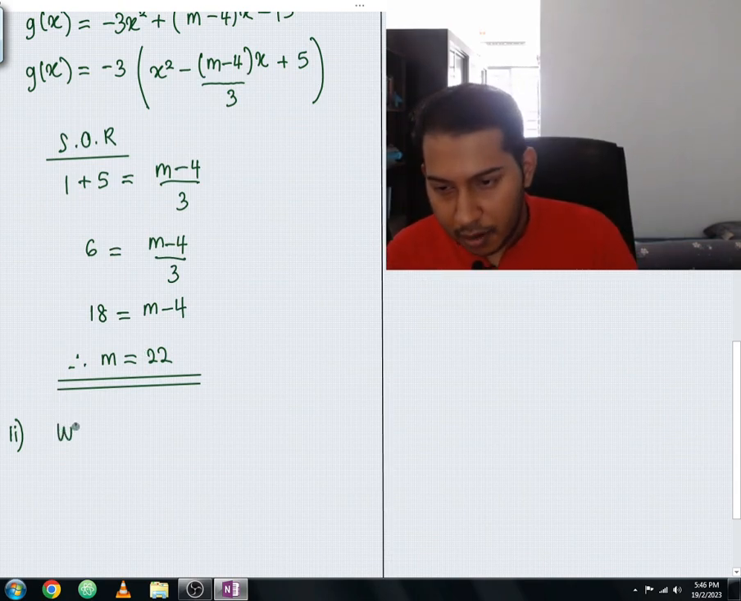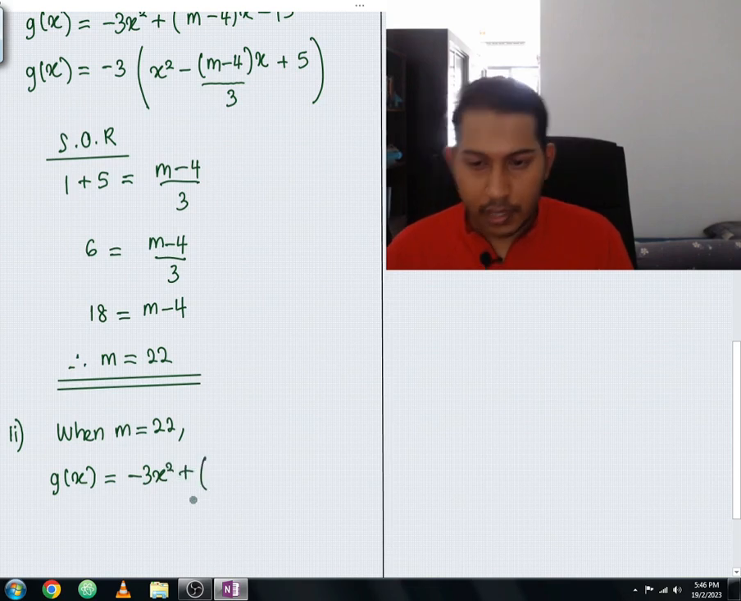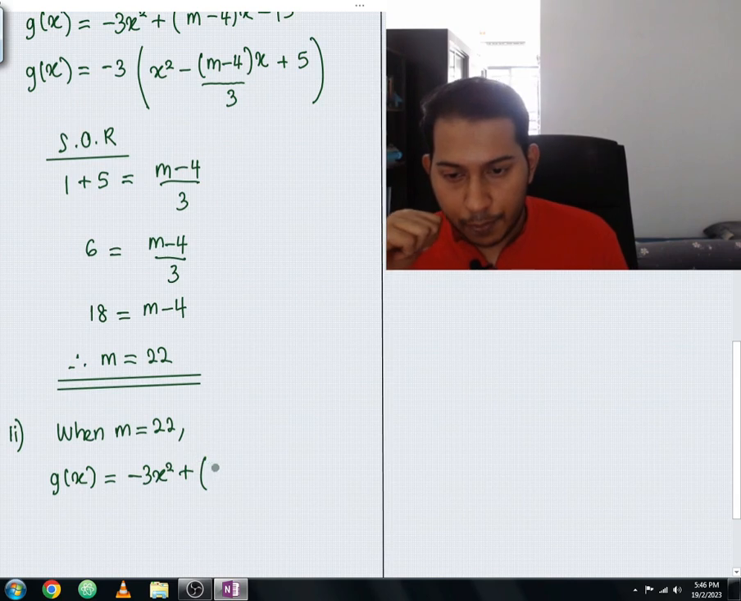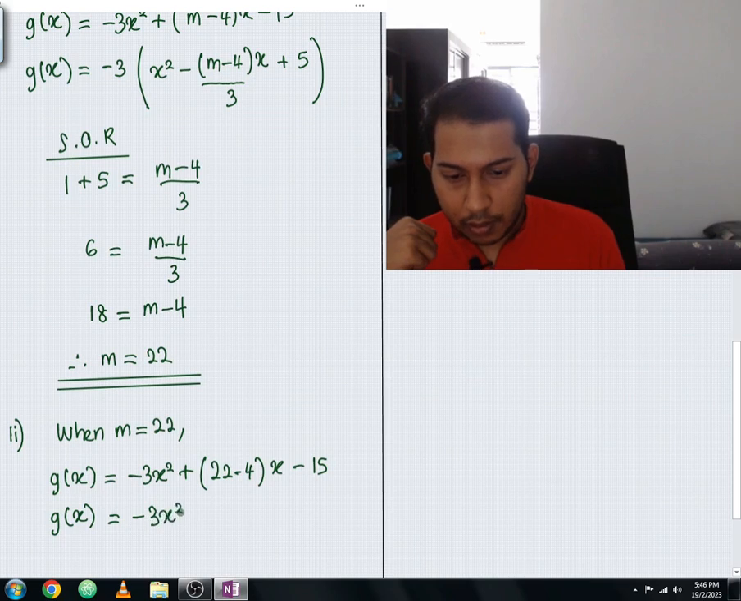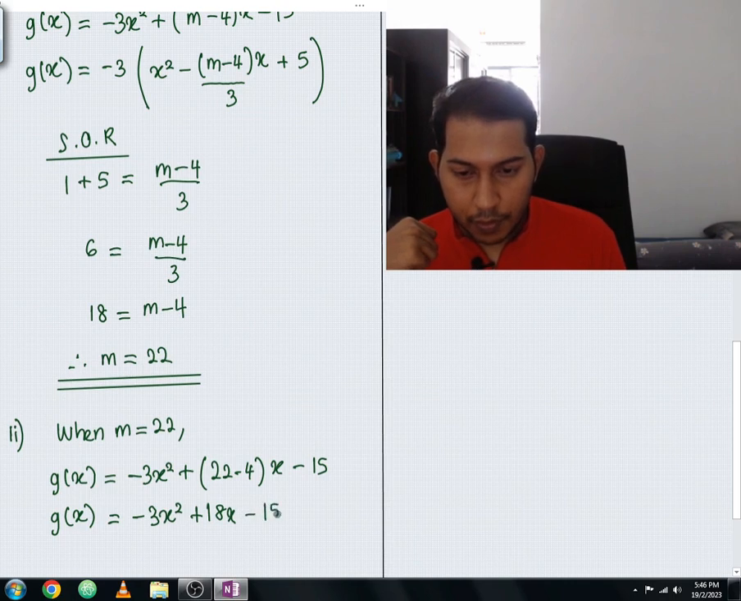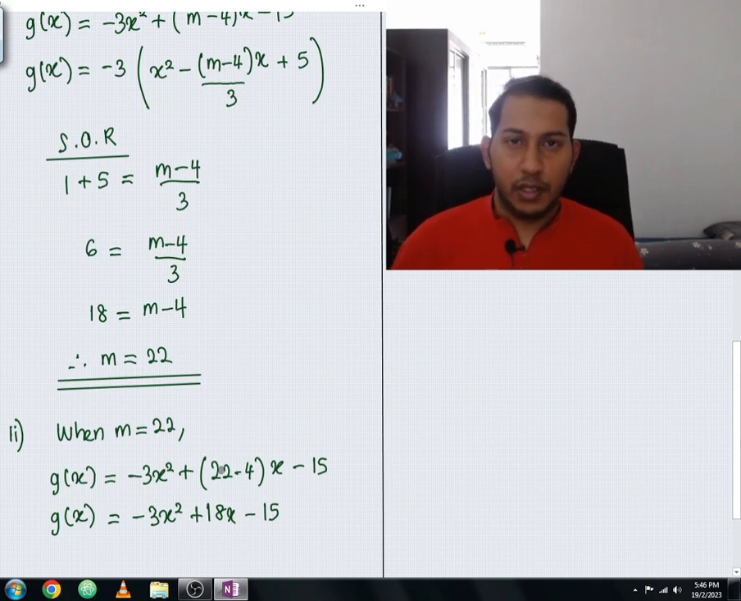Okay, so from here, when m is equal to 22, your g(x) will be equal to negative 3x squared plus, instead of writing m, we're going to write (22 minus 4) x, minus 15. So from here you get g(x) equals negative 3x squared plus 18x minus 15.